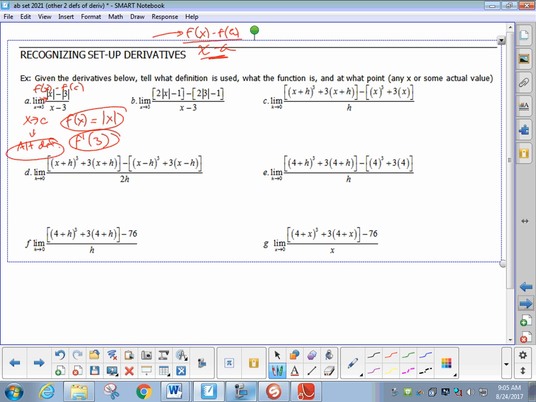Have you had a chance to think of B? Alternate, first definition or symmetric? Alternate definition. What's the function? 2 absolute value of x minus 1. And at a point or somewhere else? At 3. You could say at 3 to answer the third question, or you could say f prime of 3, and either way is fine. Okay? Take a look at the next one.